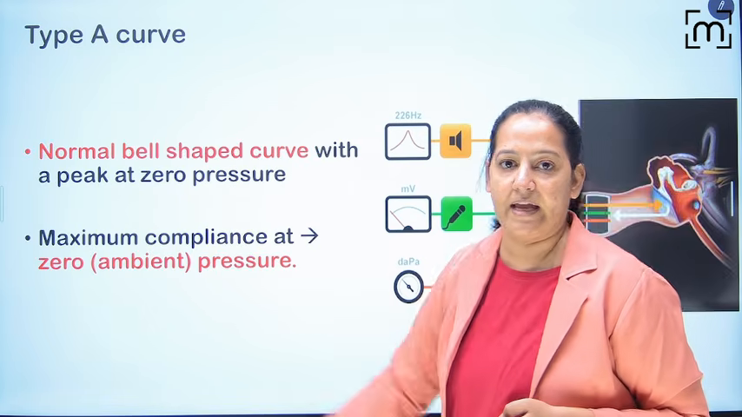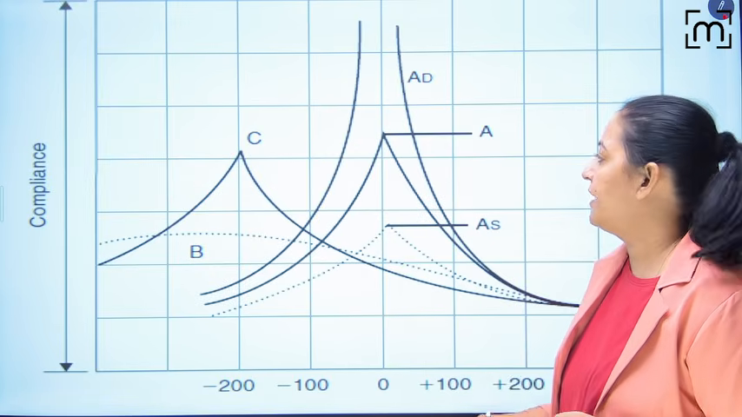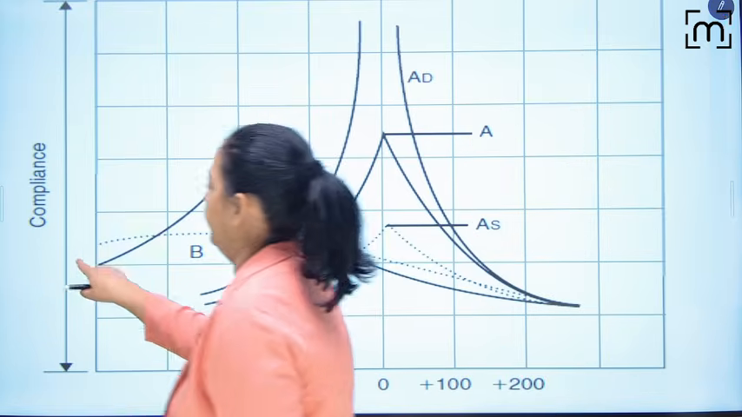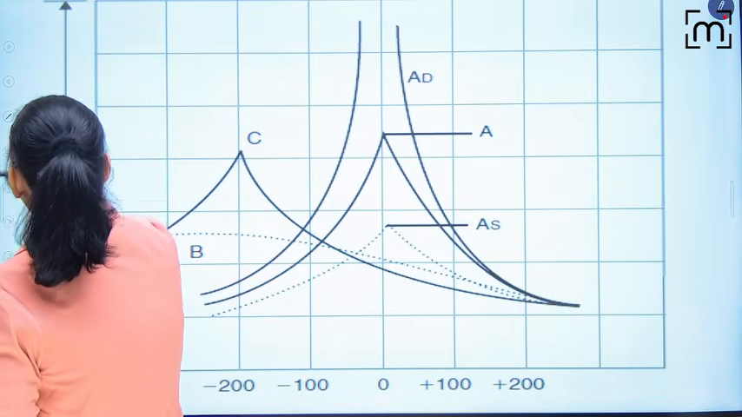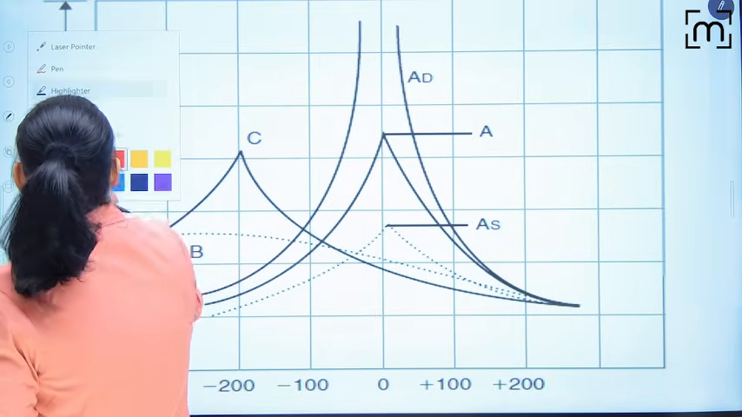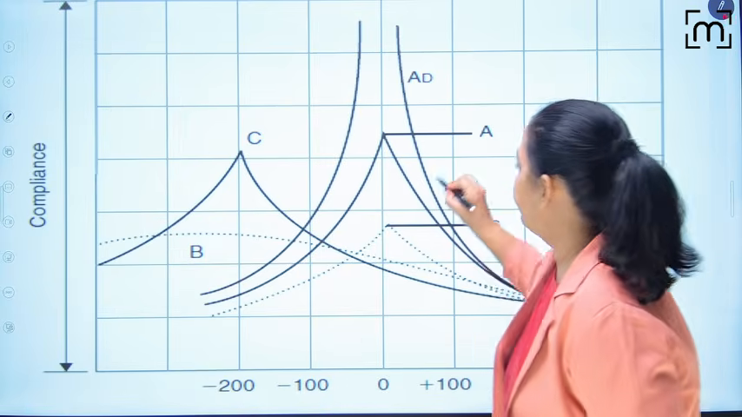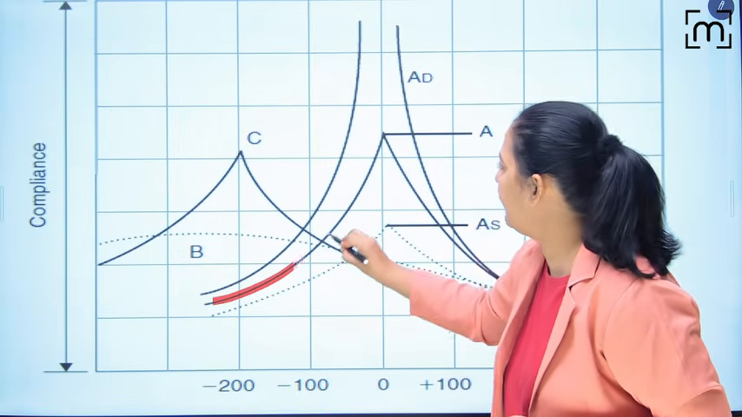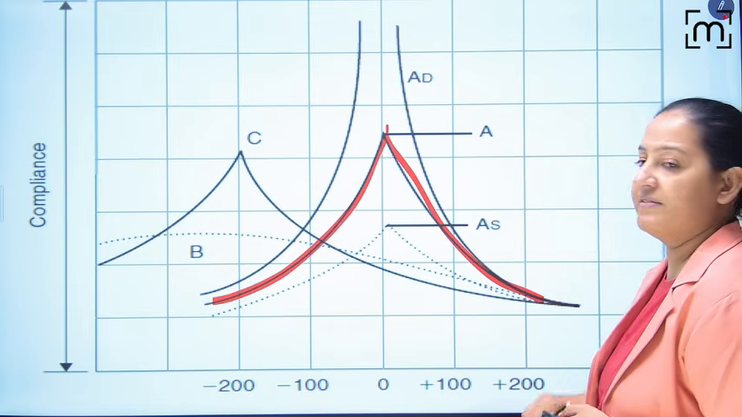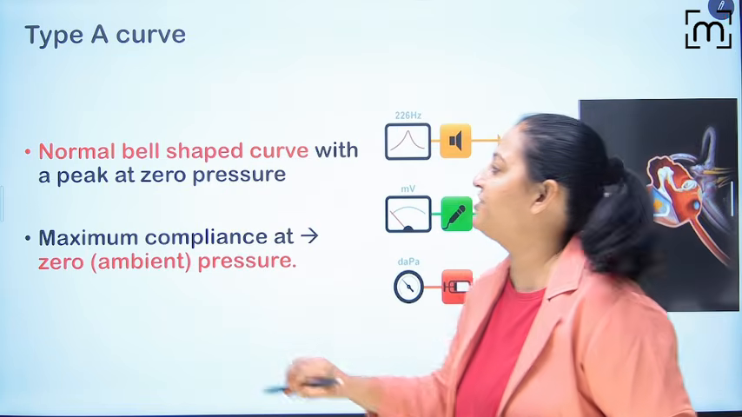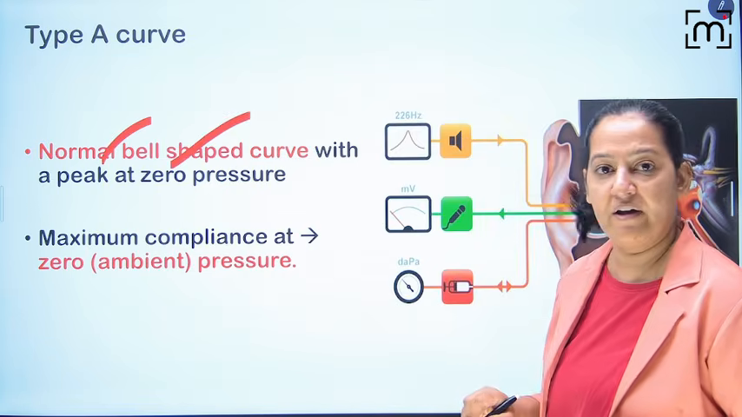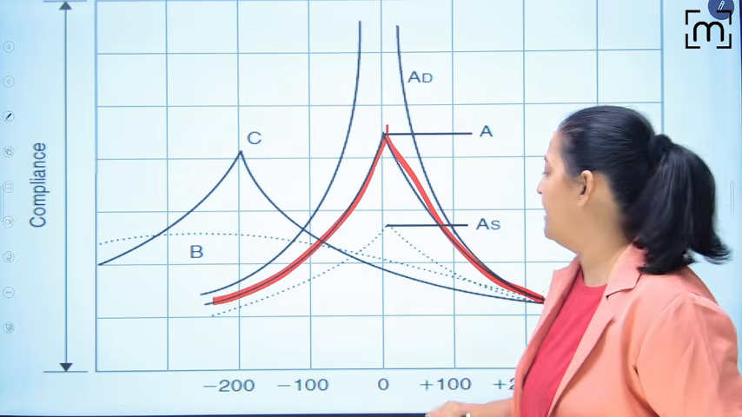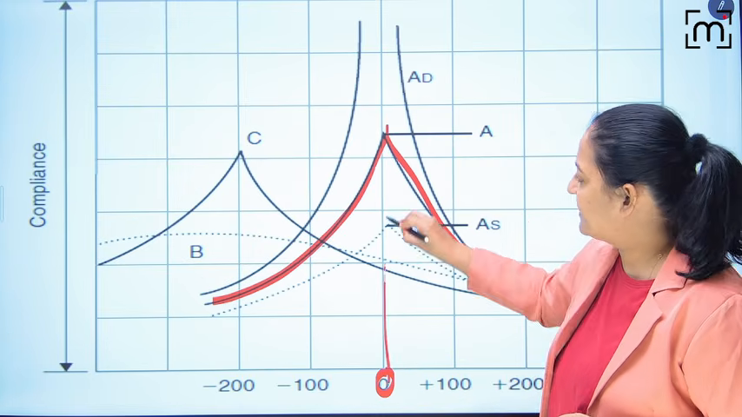Let's start with simple A. A is the normal graph. Can you see where is A? Let me plot A. I told you the principle. What was the principle, people? So this is graph A. Let me highlight graph A. This graph is known as graph A. It is normal. It is bell-shaped. Normal bell-shaped graph with the peak at 0 pressure. You can see the peak is at 0.